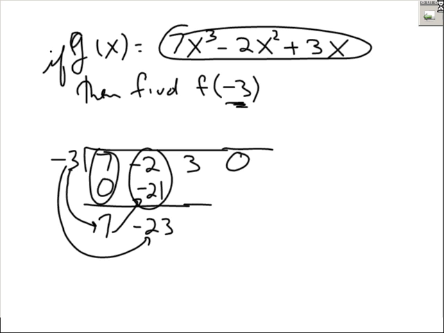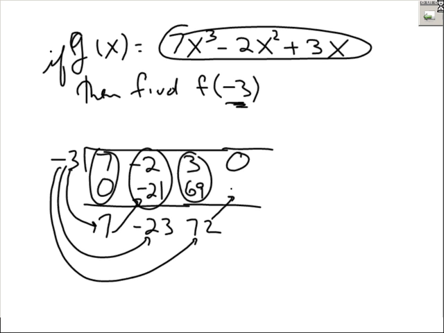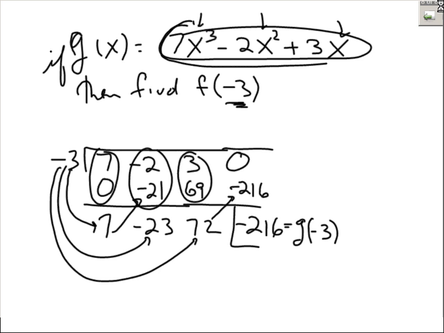You multiply, you get 69. You add, that's 72. You multiply, and you get negative 216. And you add, and you get negative 216. That's g of negative 3. That is, if you plug negative 3 in and computed this mess where x is now negative 3, you will get negative 216. Powerful stuff. Let's do one more division.